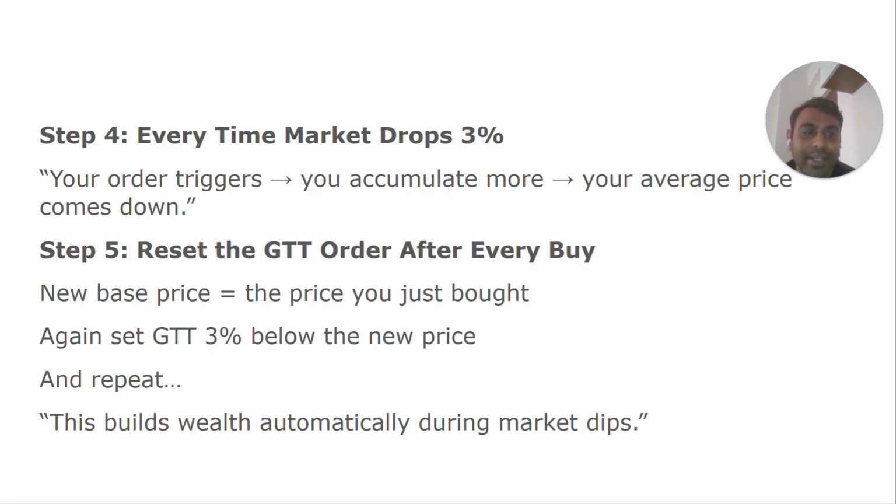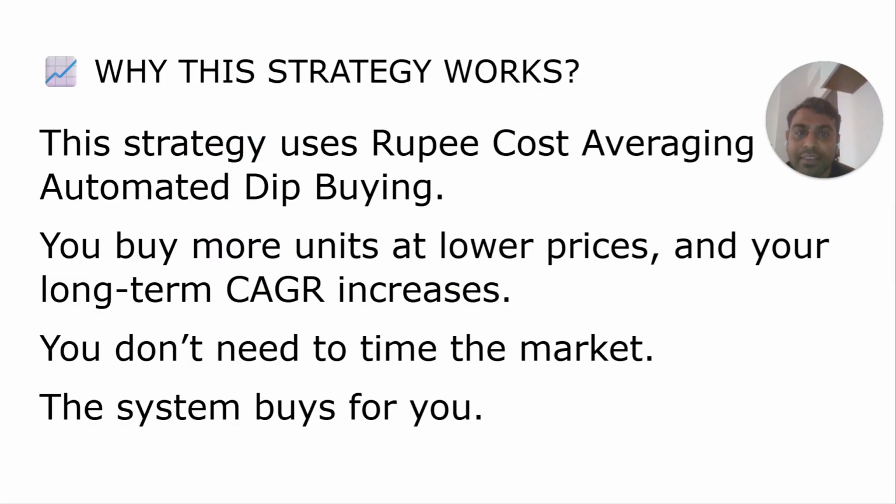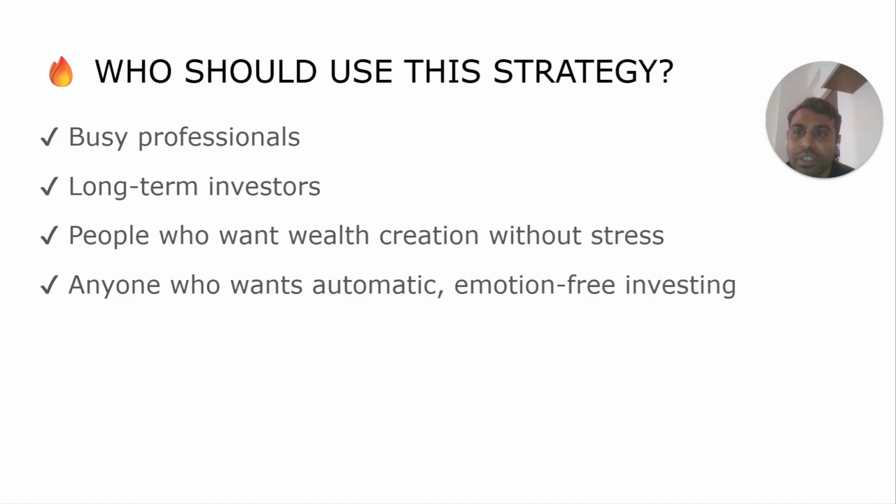I have prepared one Excel sheet. I will showcase it after this presentation to show why this strategy works. This strategy uses rupee cost averaging and automated dip buying. You buy more units at lower prices and your long-term CAGR increases. You don't need to time the market. The system buys for you. Who should use this strategy? A busy professional, a long-term investor, people who want wealth creation without stress. Anyone who wants automated, stress-free, emotion-free investing can use this strategy.